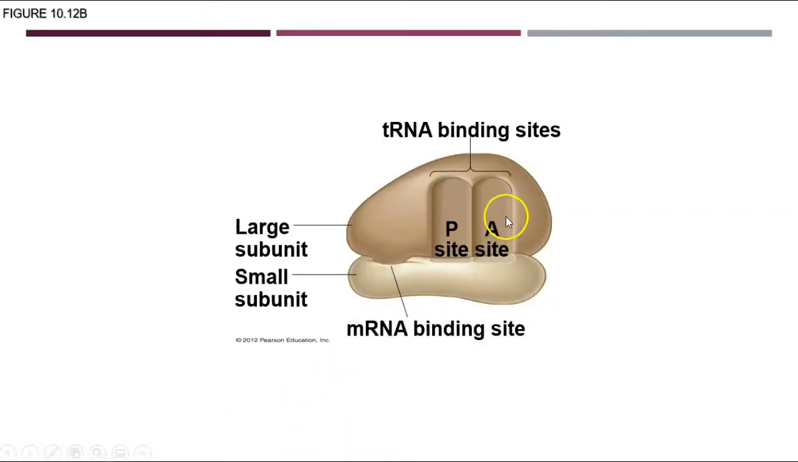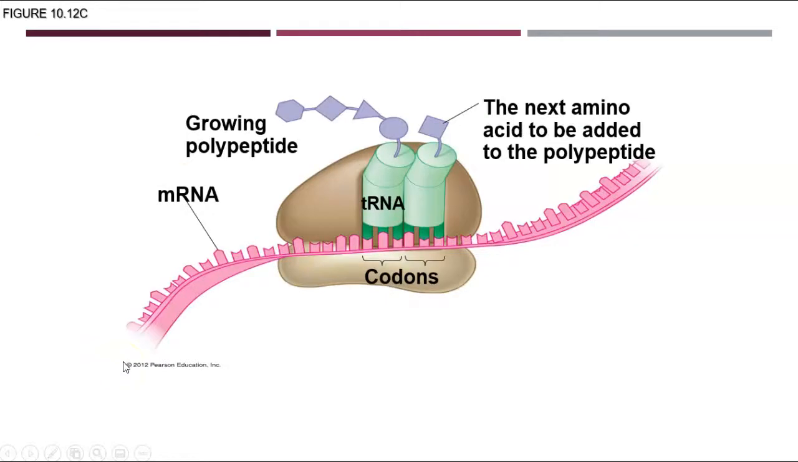So there are basically two binding sites here. There's the A site, that's the first one, and the P site, which is where the peptide bond is formed. A lot of times they'll show a third site called the E site, which is the exit site. After the transfer RNA transfers its amino acid over to the peptide chain, it is ready to exit the ribosome. So we'll see how that works.